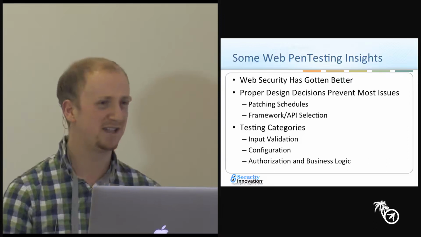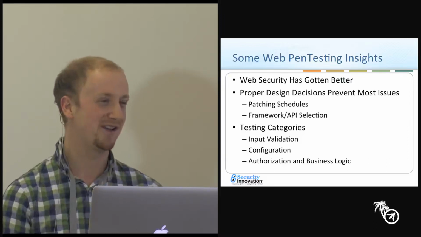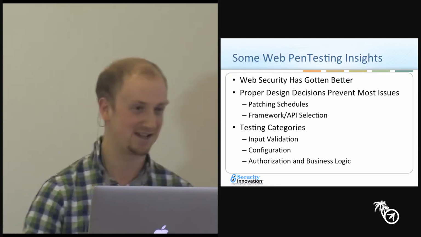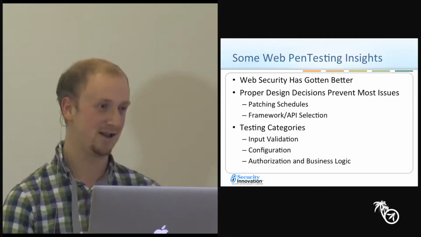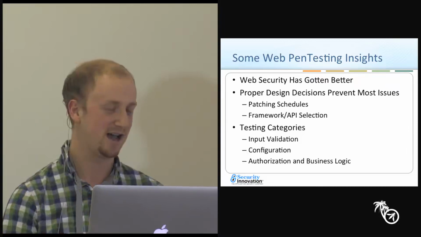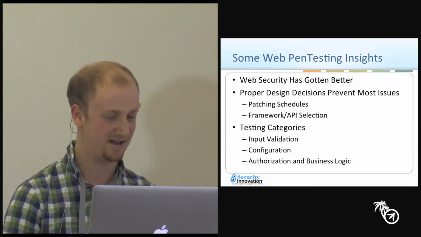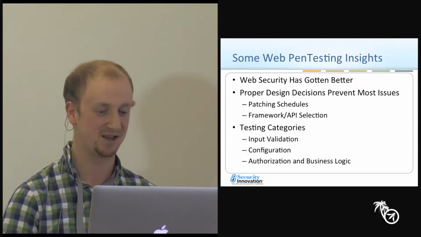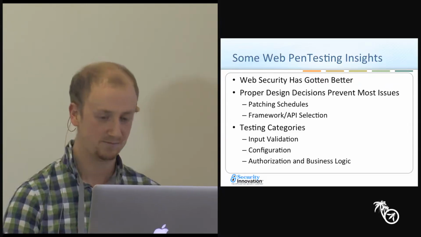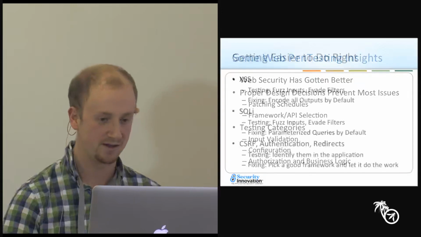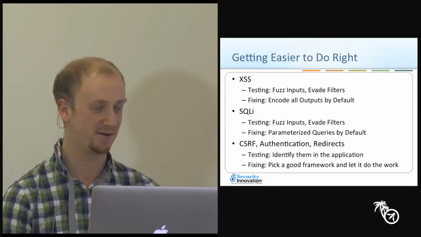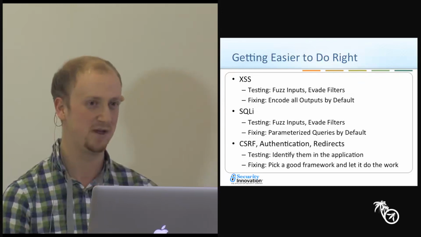I want to mention that, even though web security pen testing is a very complex field, for this presentation I want to focus it down to 3 major categories for what to do when testing. And I see these categories as input validation, configuration, and authorization and business logic. I'll talk about those in a little bit, but I want to point out that so far it looks like it's getting easier to do things the right way the first time.